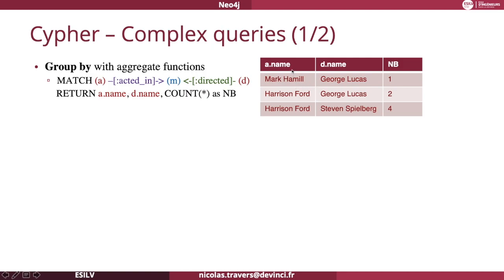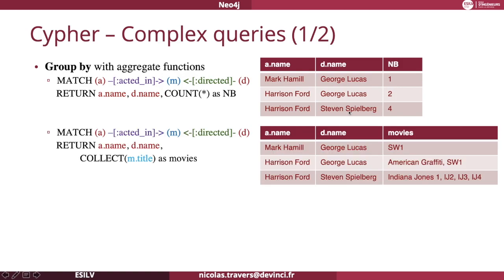In all the movies, Mark Hamill and George Lucas occurred together once, Harrison Ford and George Lucas twice, and Harrison Ford and Steven Spielberg 4 times. And if you want to know which movies, because it's possible to have different numbers of movies directed by George Lucas with these two Star Wars actors, you want to collect all the titles.